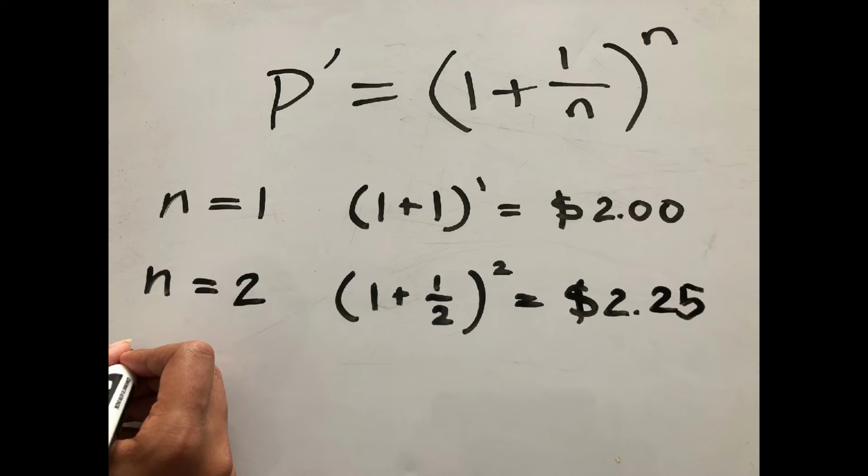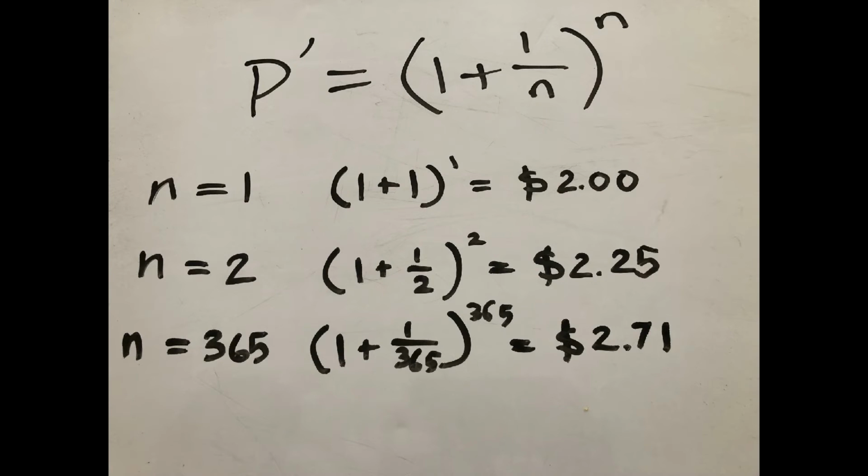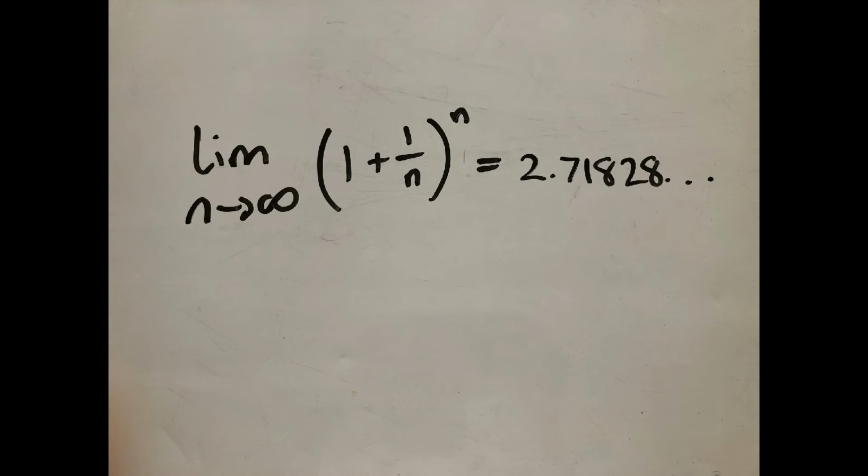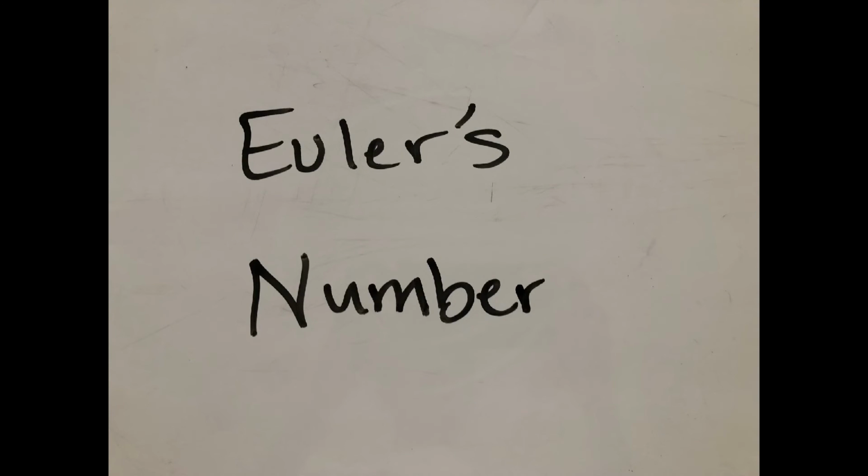And this growth starts to slow down because even if you compound daily, where n equals 365, this only equals $2.71. As n grows larger, if you want to get technical, the limit of this expression as n approaches positive infinity equals 2.7182 blah blah blah, also known as Euler's number, e.